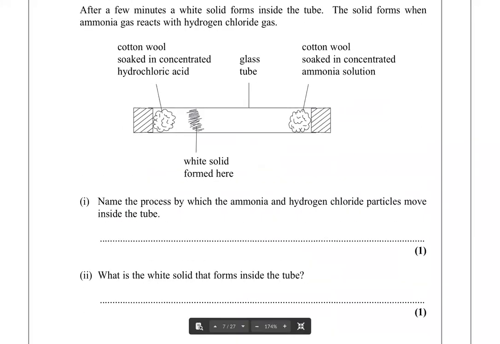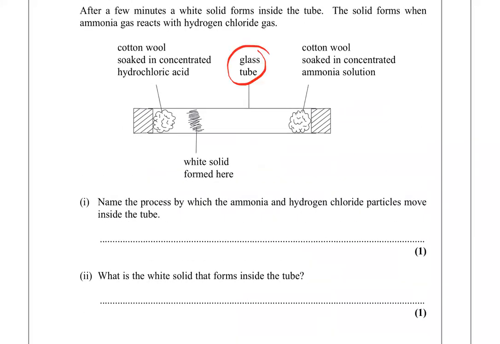وراح جايب الرسمة تاني glass tube ونفس cotton wool soaked in hydrochloric وهنا cotton wool soaked in ammonia solution وراح جايب white solid formed here. Question I. Name the process by which the ammonia and hydrogen chloride particles move inside the tube. بيتحركوا ازاي جوه التيوب؟ أكيد بيتحركوا بالديفيوجن. يبقى هنا هيبقى الانسر diffusion.